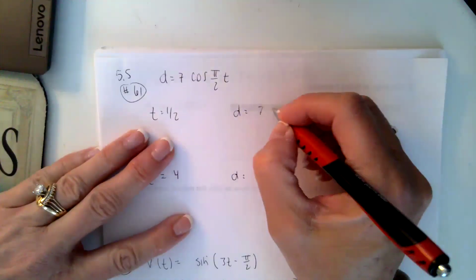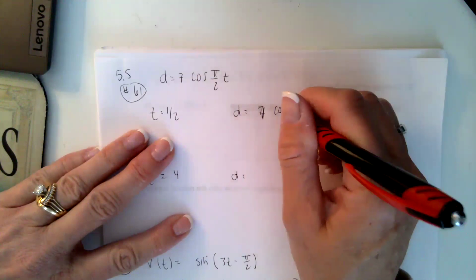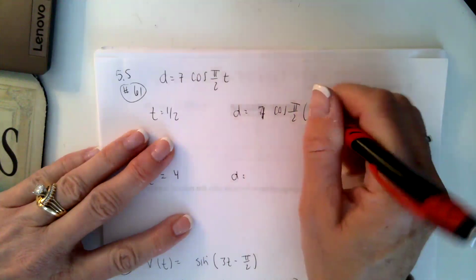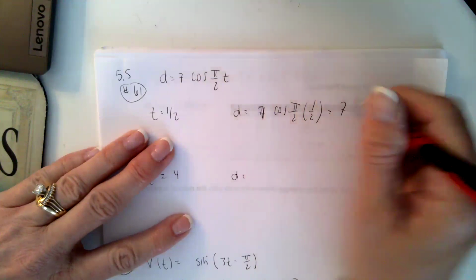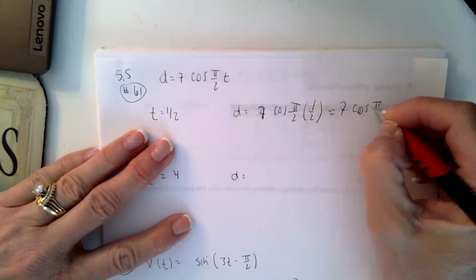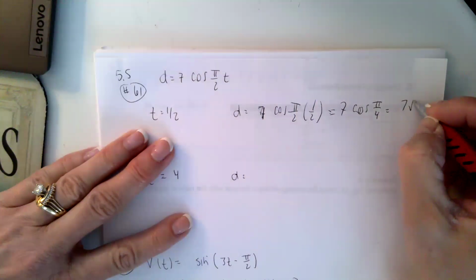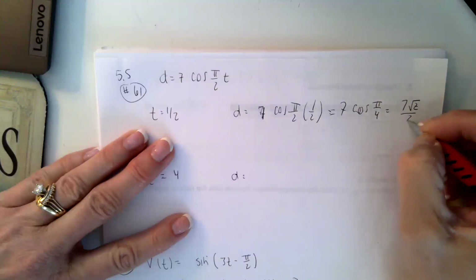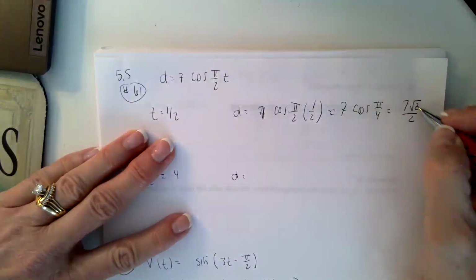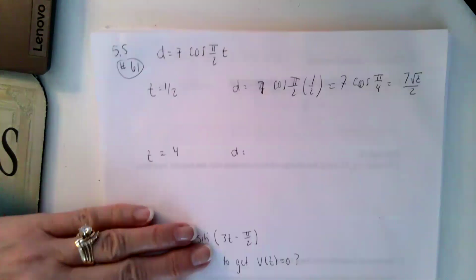So if we put t equal to 1/2, this will be 7 times the cosine of pi over 4. And so that would be 7 times the square root of 2 over 2, because the cosine of pi over 4 is the square root of 2 over 2. That's at a 45-degree angle.